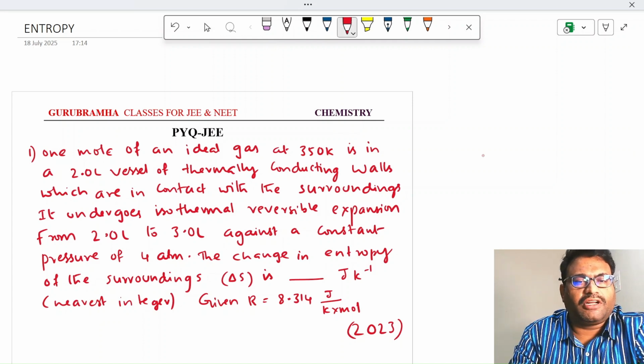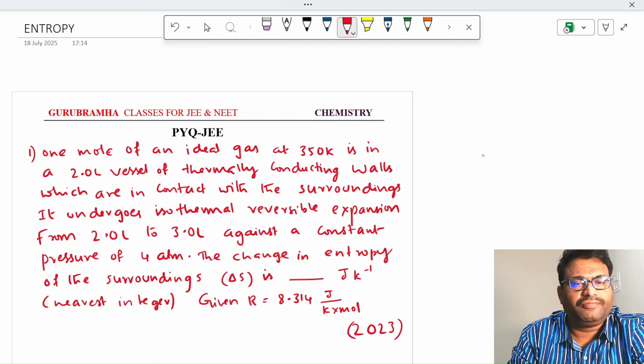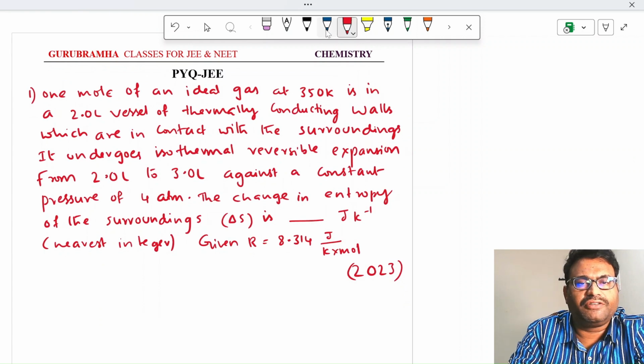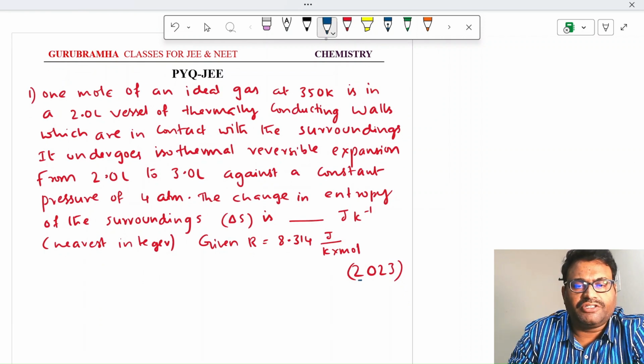We are in the chapter thermodynamics and we are in the topic entropy. In entropy we are discussing PYQs of JEE Main. Here is one question given in the 2023 JEE Main examination. Let us see that question.